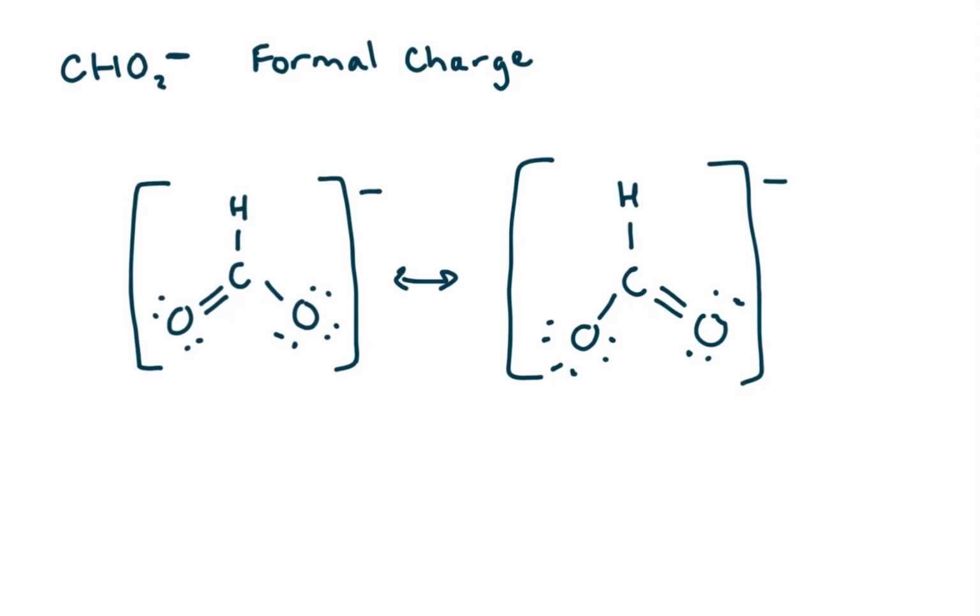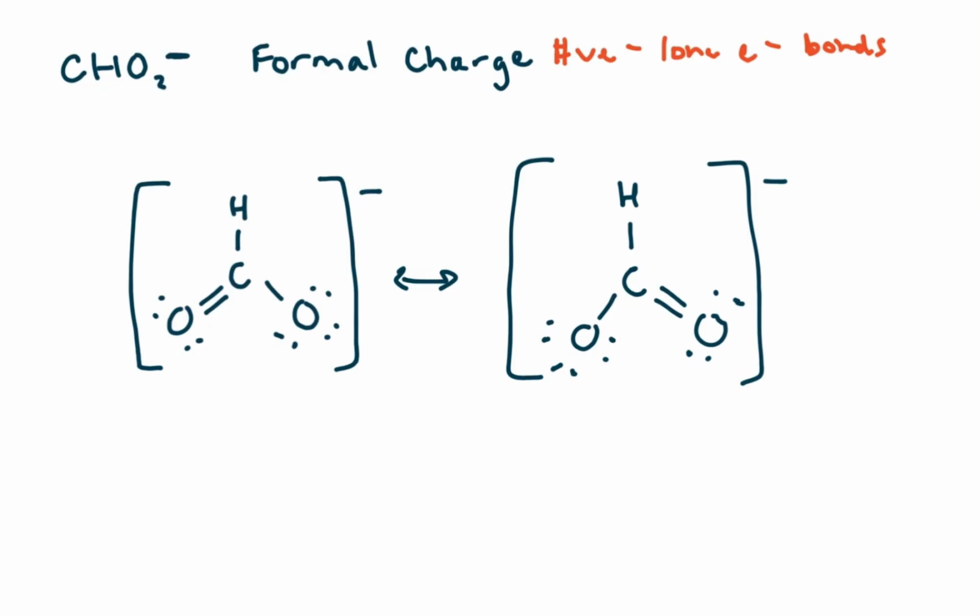Last, let's calculate the formal charges of each resonance structure. Formal charge is basically the individual charges of each atom inside the molecule, and they help determine which Lewis structure, which bonding way, is the most accurate. So the equation for finding the formal charge of an atom is the number of valence electrons minus the number of lone electrons minus the number of bonds.